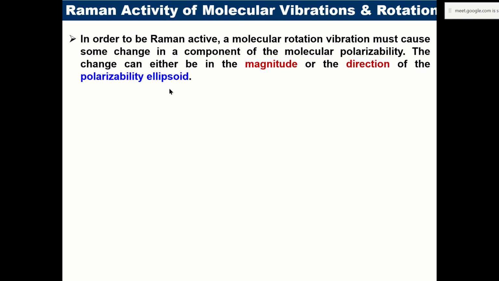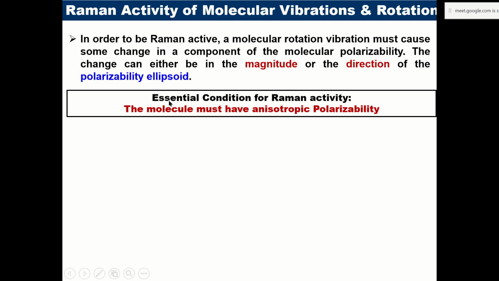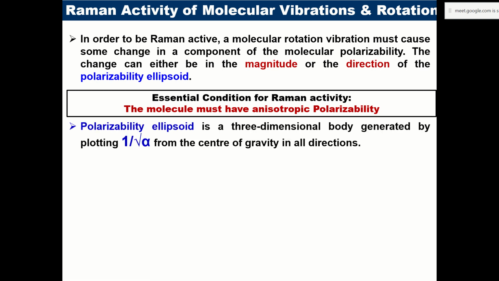Okay, so polarizability ellipsoid. We draw an ellipsoid to show, as polarizability is a tensor, the three aspects: the magnitude, the direction, and the geometrical, three-dimensional shape that it has. So the essential condition for Raman activity is that the molecule must have anisotropic polarizability. तो जैसा मैंने H2 molecule के बारे में आपको बताया, refer to my previous class. I have shown that along the bond axis you have greater polarizability.